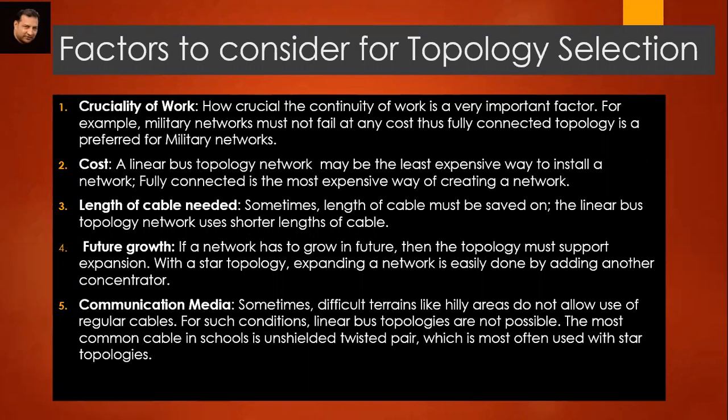So there are five basic factors. First is cruciality of work. How crucial the continuity of work is a very important factor. For example, military networks must not fail at any cost. Thus, fully connected topology is preferred for them.